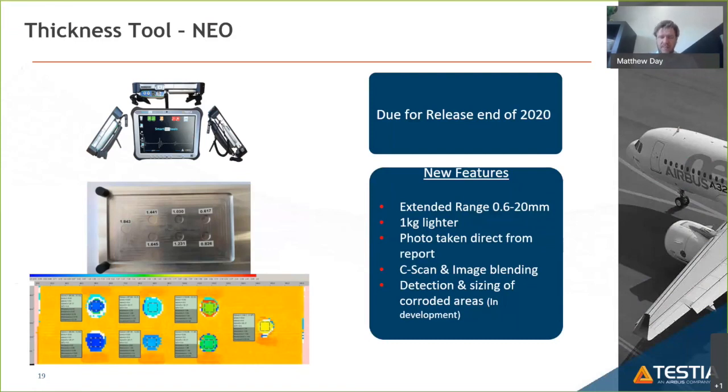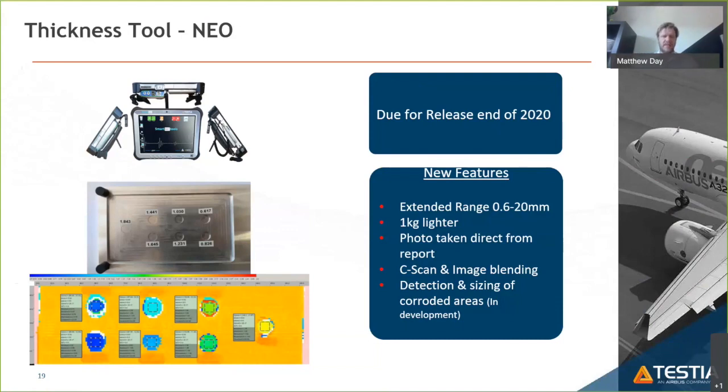The photo taken, you'll be able to take the photo directly from the report itself. So rather than taking a picture, saving the file, and then importing it as an image, as a JPEG, the report will be able to do it more automatically. C-scan and image blending, as I've said, and detection and sizing of corroded areas.